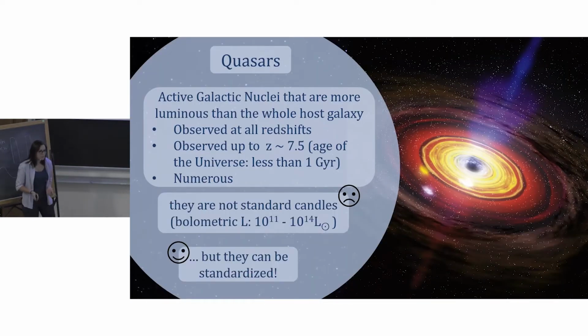The sad news is that the emission of quasars is not standard. So its luminosity can vary up to many orders of magnitude. So by simply observing its flux, we cannot determine its luminosity distance. However, they can be standardized.